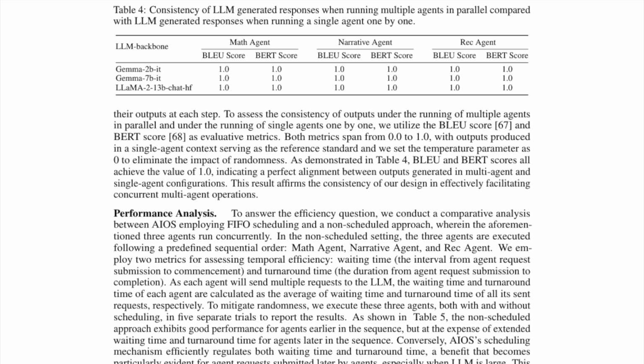To mitigate randomness, we execute these 3 agents, both with and without scheduling, in 5 separate trials to report the results. As shown in Table 5, the non-scheduled approach exhibits prolonged waiting time for agents earlier in the sequence, but the effect is constrained to the specific agent, and turnaround time remains within the standard. Conversely, AIOS's scheduling mechanism efficiently regulates both waiting time and turnaround time, a benefit that becomes particularly evident for agent requests submitted later by agents, especially when LLM is large. This suggests the importance of our scheduling to accommodate parallel operations of multiple agents.